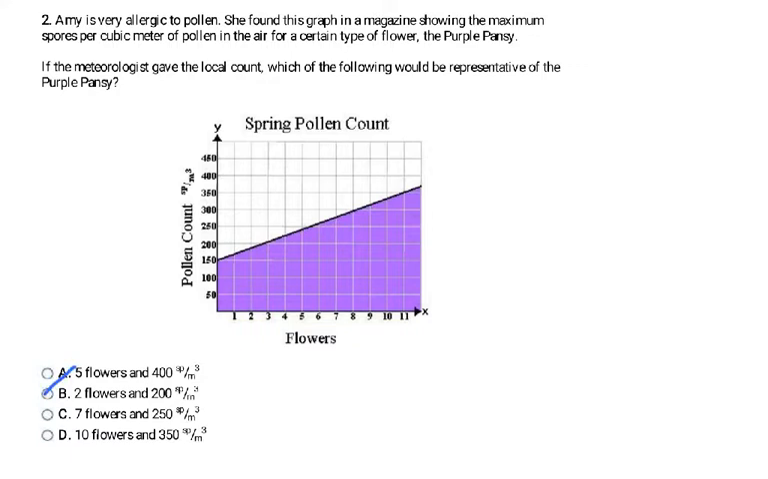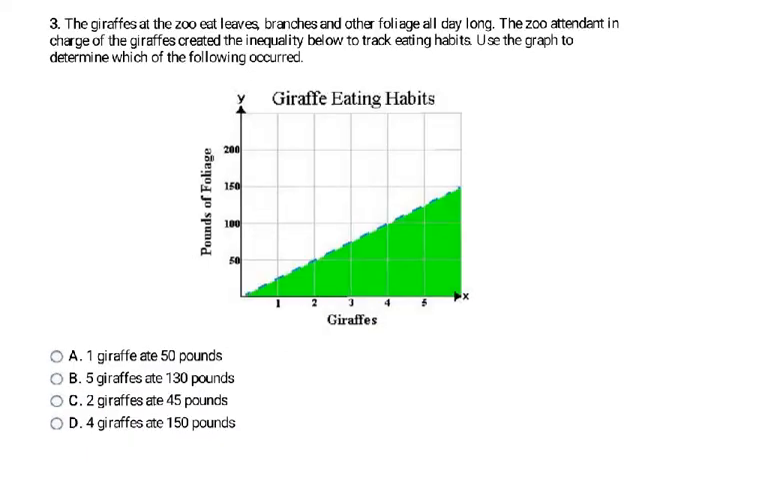So not A. Okay, we have 2 and 200. That's just barely out of the shaded area, but still not in the shaded area, so it's not B. Okay, we have 7 and 250. So 7 and 250, that is in the shaded area. So that's most likely going to be our answer, letter C. But let's go ahead and look at letter D just to make sure. So we have 10 and 350. Once again, just barely out of the shaded area, but out of the shaded area, so it's not D. So our answer is C.